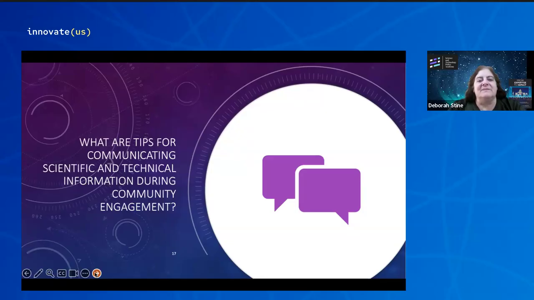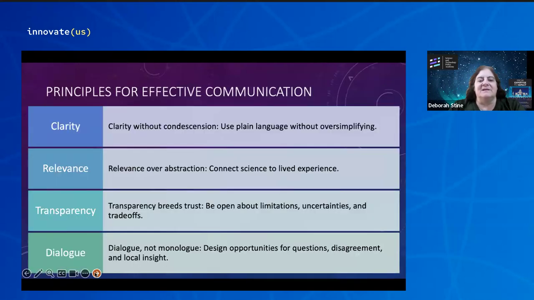So I'm going to go into some of the tips for how to do something like this better. Some of these principles are clarity. So clarity without condescension. In other words, using plain language without oversimplifying. Relevance over abstraction. Connect the science to the lived experience of the community with whom you're interacting. And be transparent. Don't make statements like, well, the science says this, so it has to be right. Anybody who works in science and technology knows that science isn't perfect. In fact, the whole concept is that science iterates and improves over time.